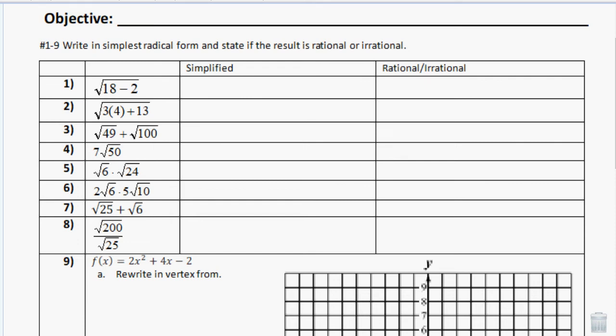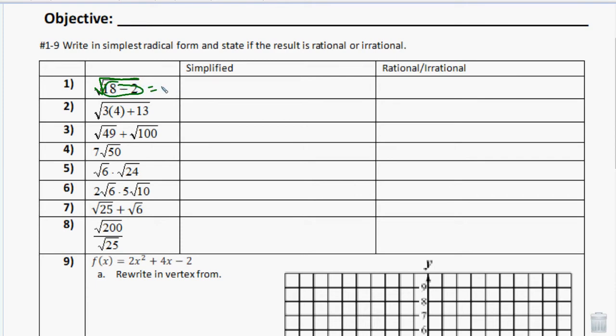Just wanted to give you a video on the answers to this review because we are going to wind up having a quiz. So be careful with your order of operations when you're doing these square root problems. Since the square root is so long, it's like you have to do the problem underneath first.